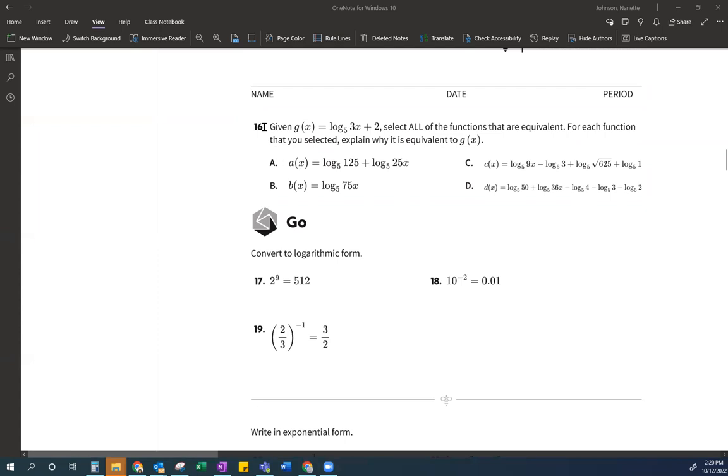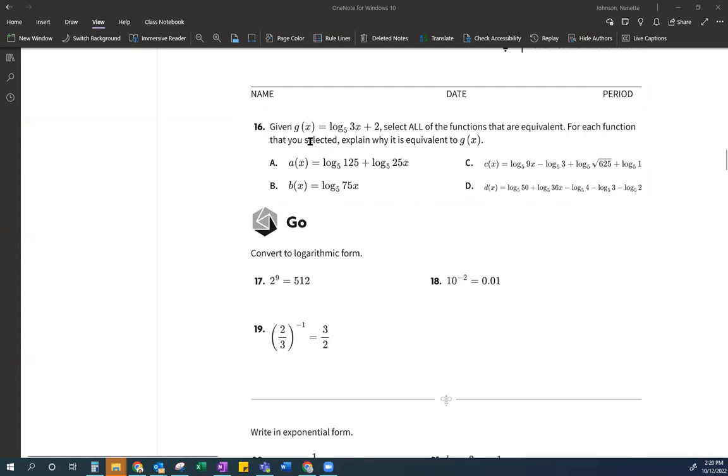So starting with 16, it says, given g of x is equal to log base 5 of 3x plus 2, select all of the functions that are equivalent. For each function that you selected, explain why it is equivalent. So this is a very classic Miss Johnson question, right? Like you can plug these all into the calculator to figure out which ones are true, but then it asks you to explain why it's true.